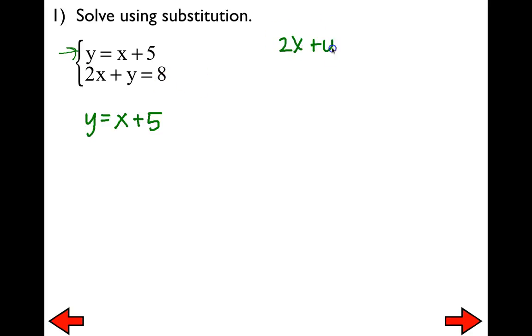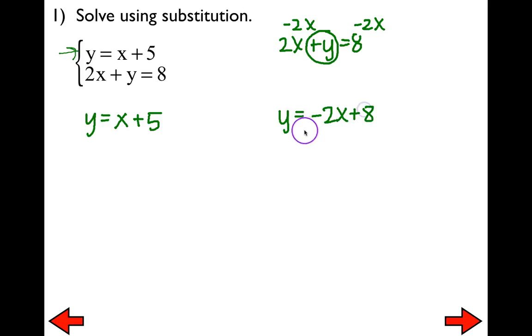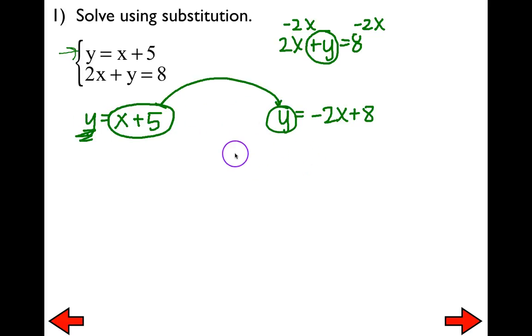So 2x plus y equals 8. Since this one's y equals, I would like to do the same for this equation. I'm going to isolate y by first subtracting 2x from both sides, which leaves me with y equals negative 2x plus 8. At this point, what you're going to do is take this value, x plus 5, and since that's the value for y, I'm going to substitute in for y. And again, I substitute in for y because here it says y equals. So now I'm going to be left with x plus 5 equals negative 2x plus 8.